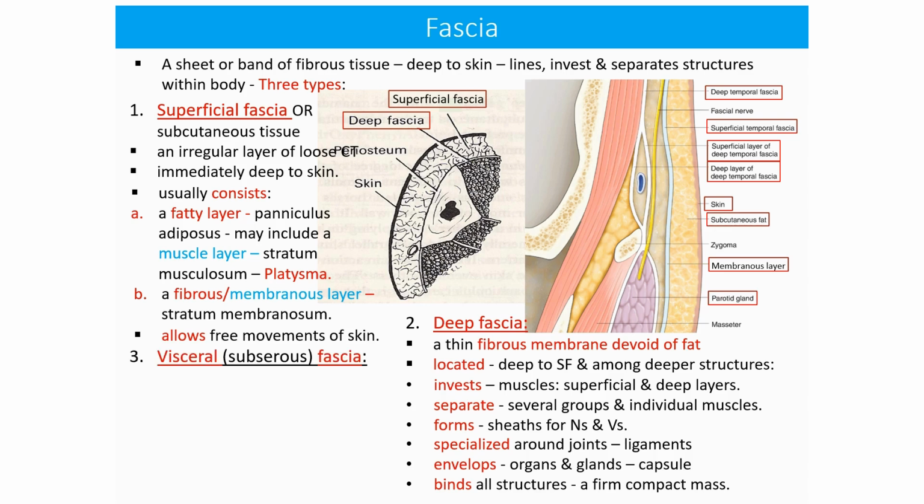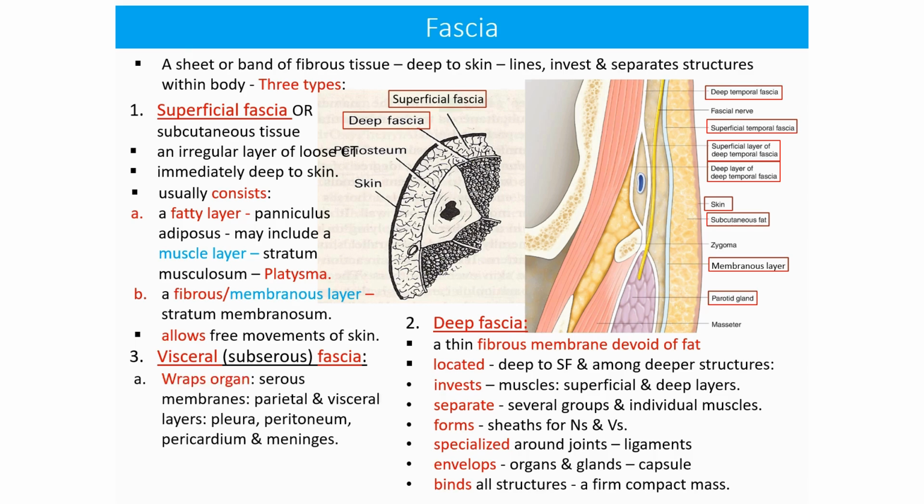Third is visceral fascia, which number one wraps organs in the shape of serous membrane, which consists of parietal and visceral layer. Examples are pleura, peritoneum, pericardium, and meninges. Visceral fascia also suspends organ in the shape of mesenteries, mesogastria, and mesocolon, etc.